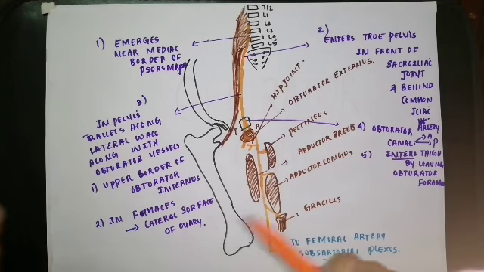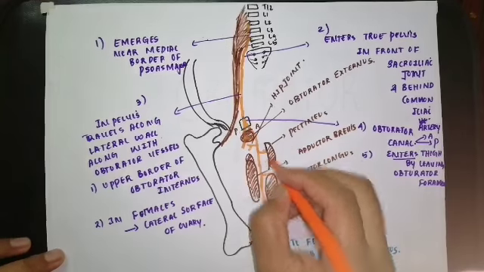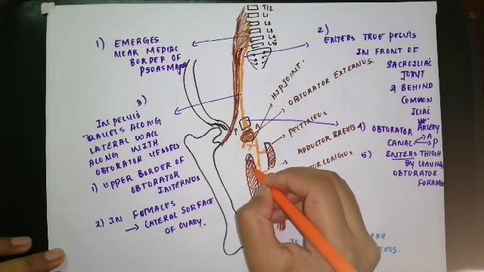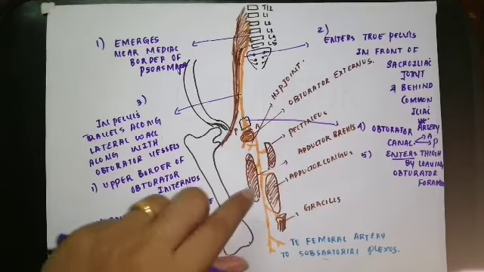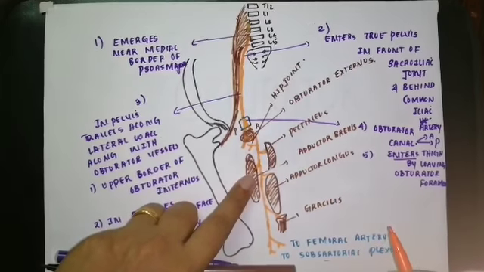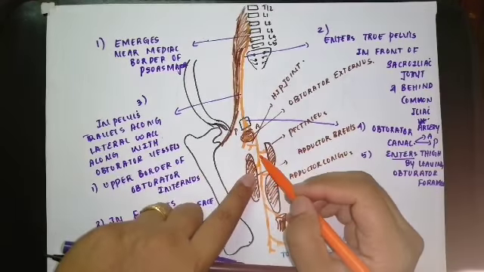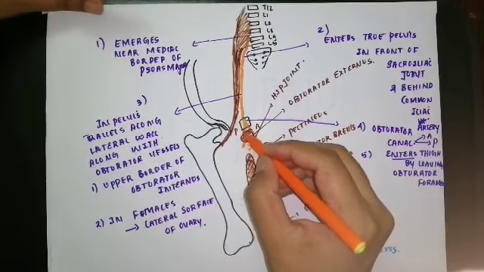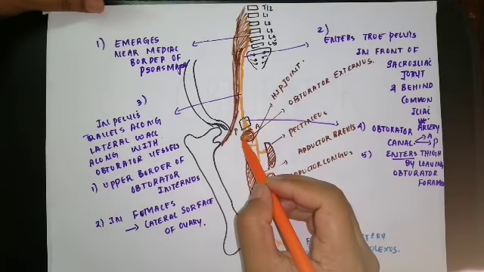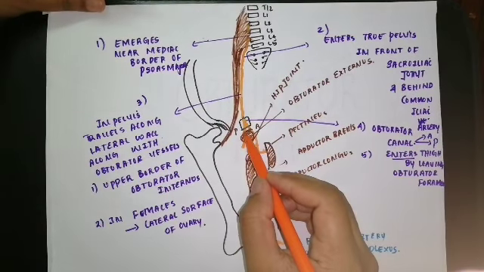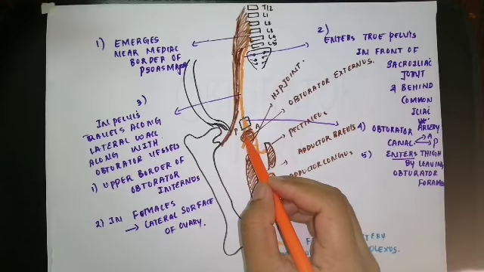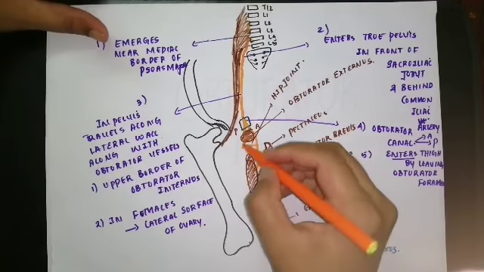Now it also supplies another muscle, that is the adductor brevis muscle. So anterior division is also supplying the adductor brevis. So what happens to posterior division? Now the posterior division passes through the obturator externus and supplies this muscle, that is, it supplies the obturator externus.